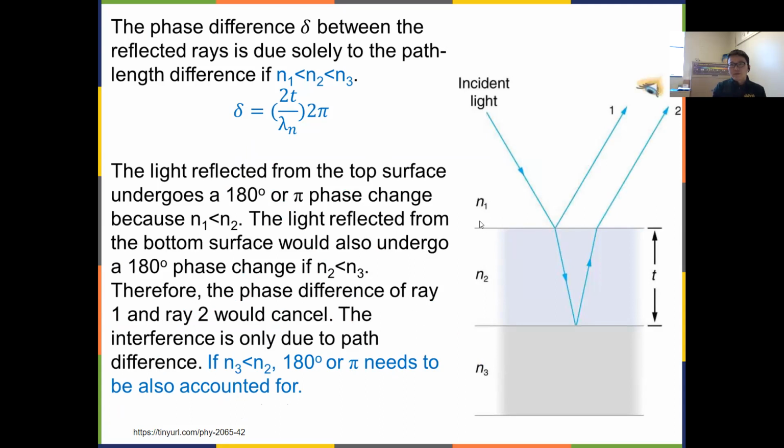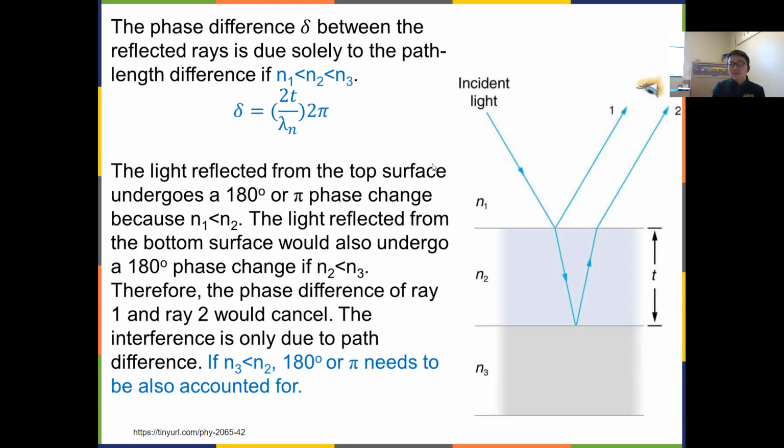But if you have N1 less than N2, and N2 less than N3, then the first refracted ray will have the phase change of pi or 180 degrees, right? The second refracted ray will also have the phase shift of pi or 180 degrees. So then these two will cancel, okay? So for the scenario N1 less than N2 less than N3, you only have phase difference due to path difference.